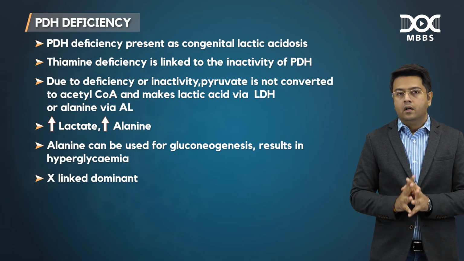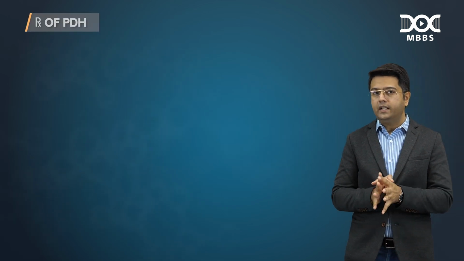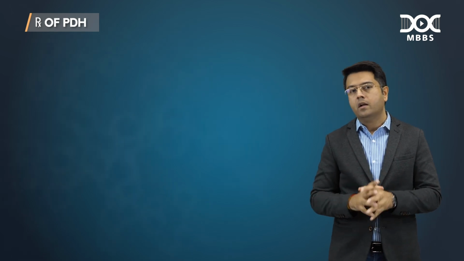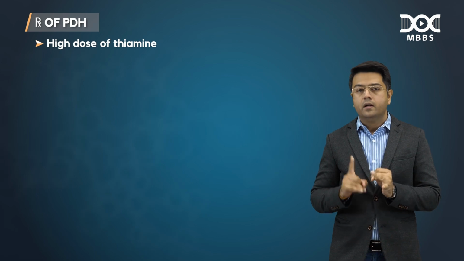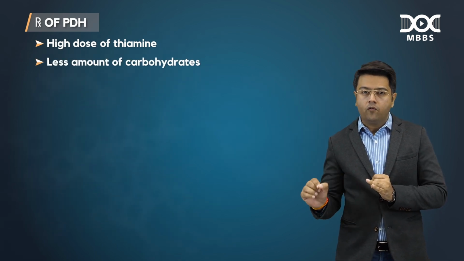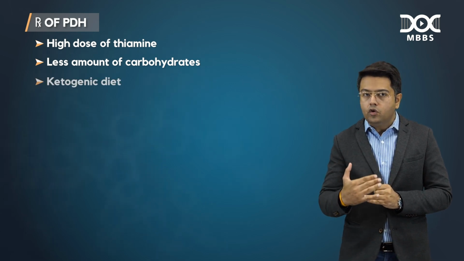Now, next point is, guys, how will you treat the PDH deficiency or the congenital lactic acidosis? So you can give high dose of thiamine, number one. Second thing, what you can do is give the less amount of carbohydrates, right? Or we can start ketogenic diet.